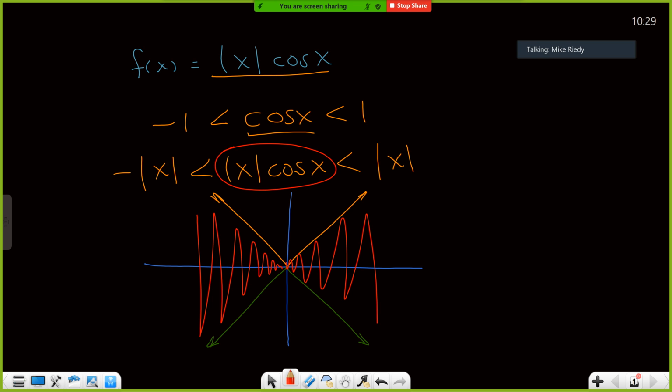So now I can forget about this and say, okay, what's the limit as x approaches 0 for the absolute value of x? And what's the limit as x approaches 0 of the opposite of the absolute value of x? In other words, we smashed our sandwich down, and both pieces of bread are approaching the same value of 0. So therefore, what do we know about the turkey? The turkey also goes to 0.